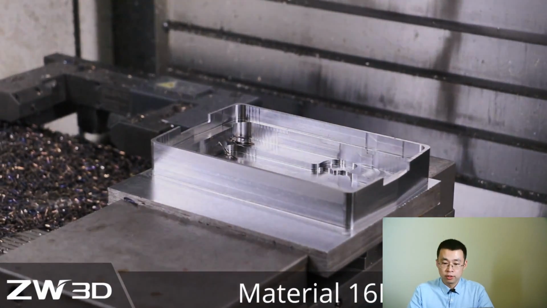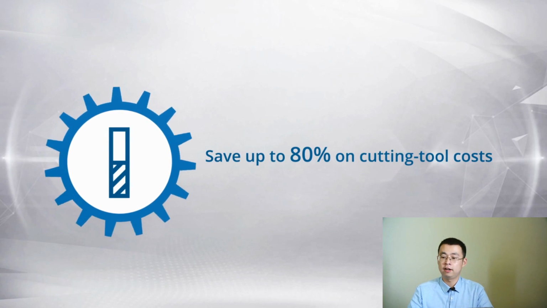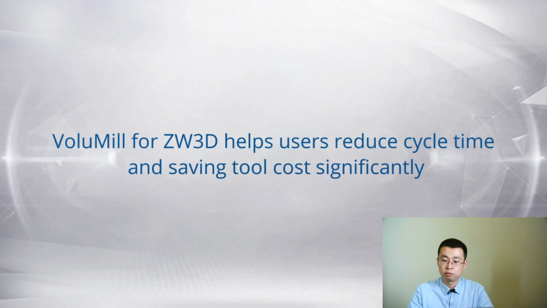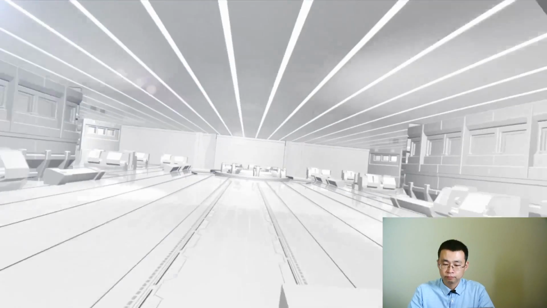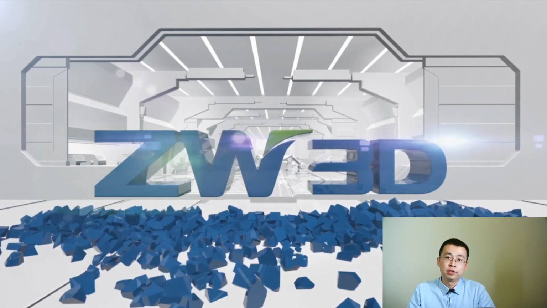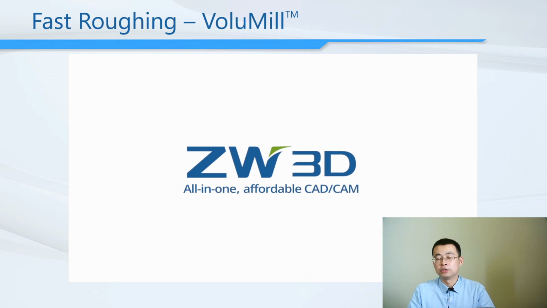Now the material and the part is finished, and we conclude that it reduces the cycle time, it saves our cutting cost, and it is easy to adopt. It's using existing equipment. That's a video and evidence to show that volume mill is really efficient and really helpful to our daily job. For example, if you are working with your old machine or your existing machine and you want to increase your productivity, what should you do? You apply volume mill. That will save a lot of time for you.